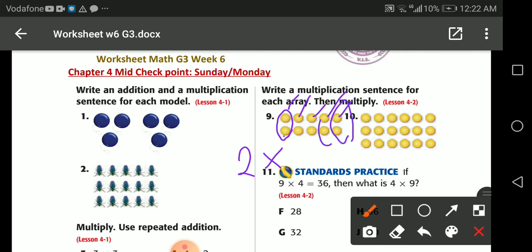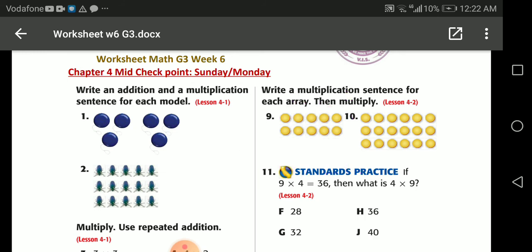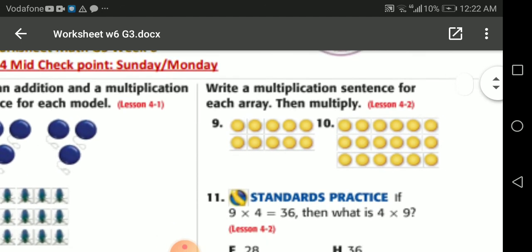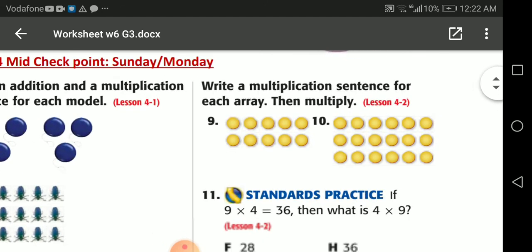How many groups do we have here? Okay, so 2 repeated 5 times. It will be 10. How can you know 10? If I count 1, 2, 3, 4, 5, 6, 7, 8, 9, and 10. As you see, is it easy? I think it is. What about number 10? It's the same idea here.